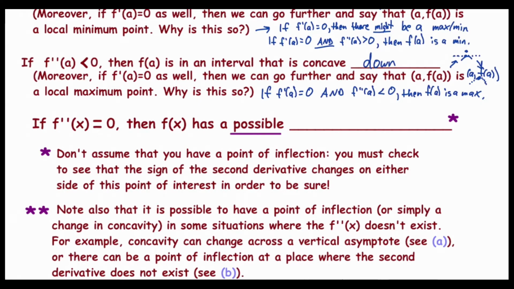If f double prime of x equals 0, then f of x has a possible point of inflection, or inflection point. We just use those interchangeably. We're saying the same thing. And remember, what does an inflection point look like? At some point on our graph where it's changing from concave down to concave up. I don't like how I drew that.